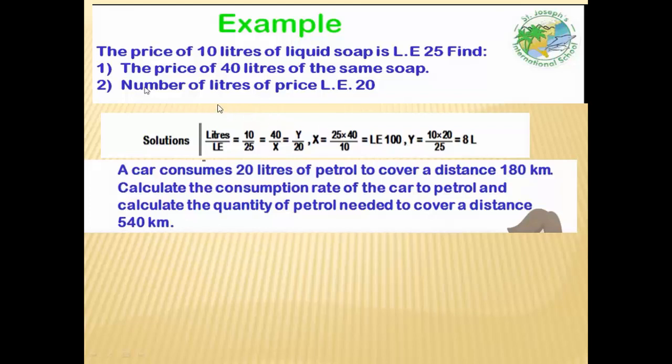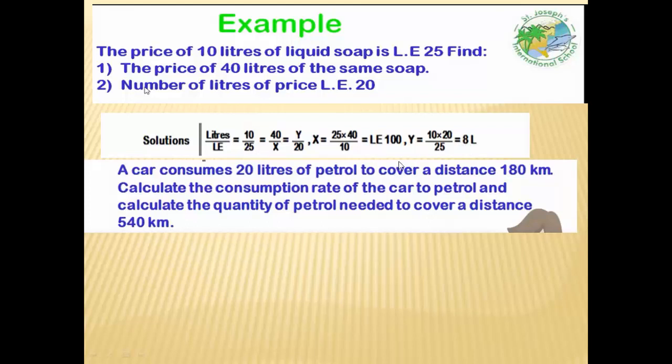Number 2, number of liters of price 20 pounds. Number of liters, so here we want liter y over 20 pounds. So we can cross multiply the first fraction with the third fraction, which is the number of liters. We want the number of liters, then multiply 10 times 20 over 25. Then y equals 8 liters.